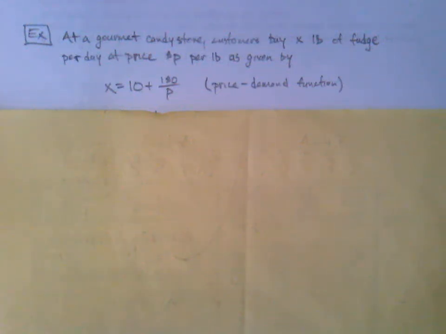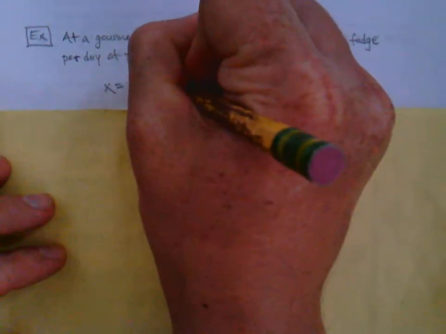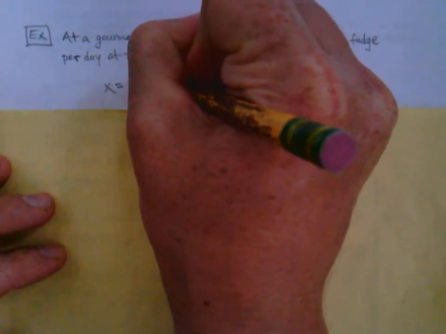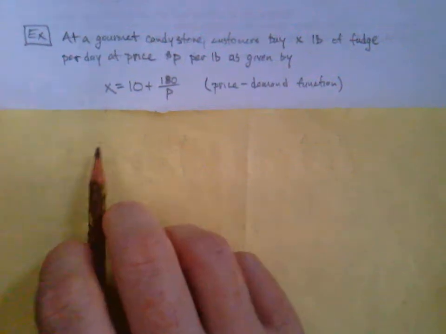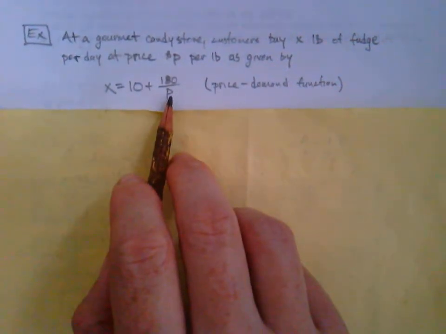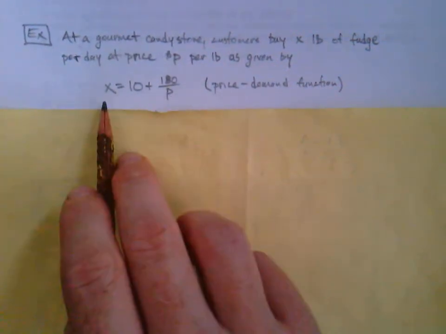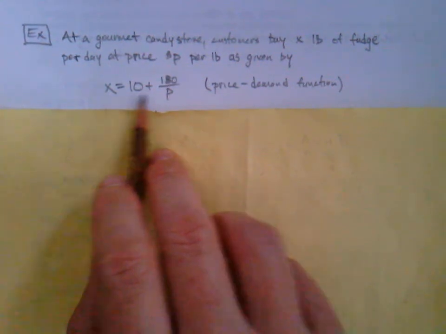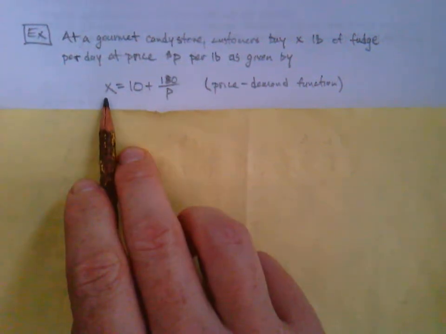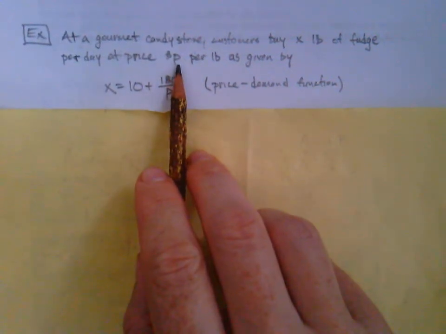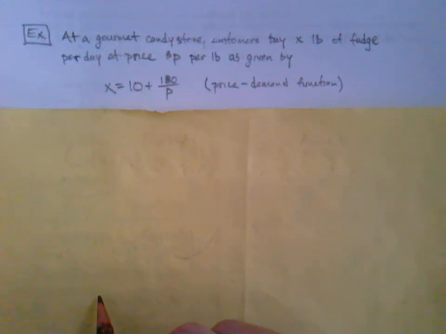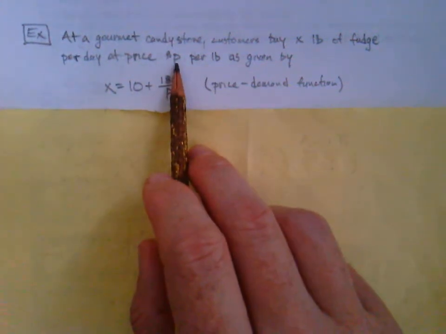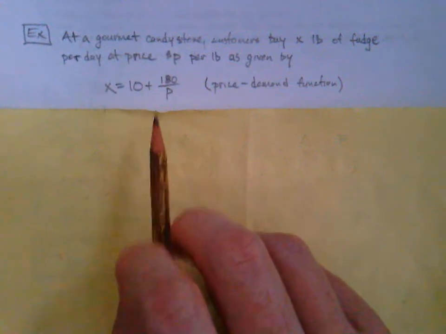So X equals 10 plus 180 over P. Here in a price demand, P is the price, and X is, in our case, how many pounds of fudge they're going to buy per day. So the price per pound, how many pounds get bought. There's an inverse relationship going on there, right? Makes sense, right? The more they charge, the less they're going to sell, and the less they charge, the more they're going to sell.